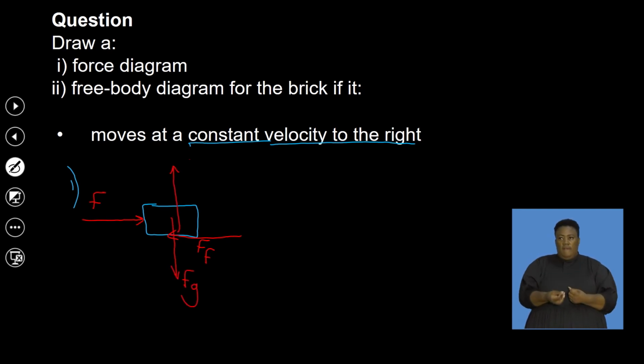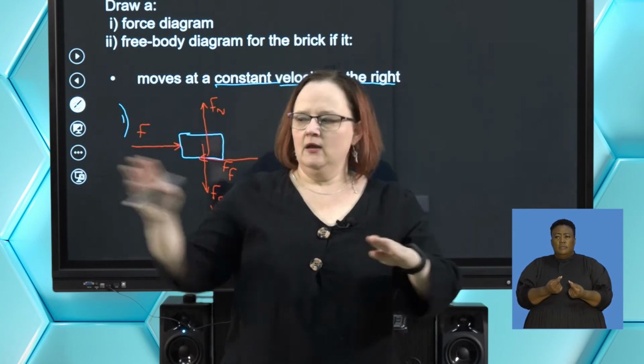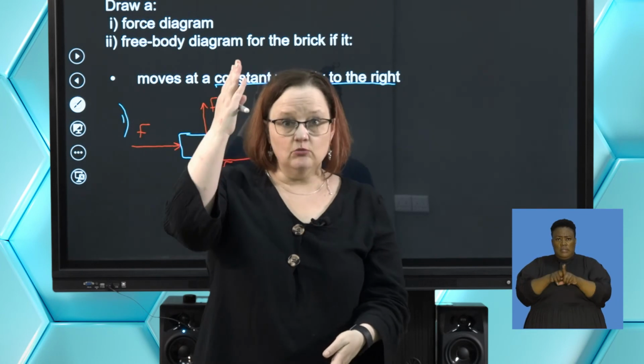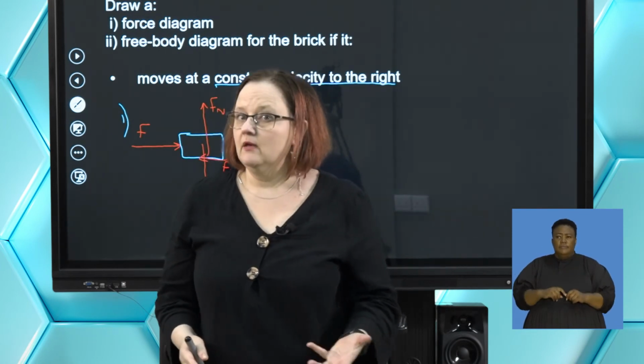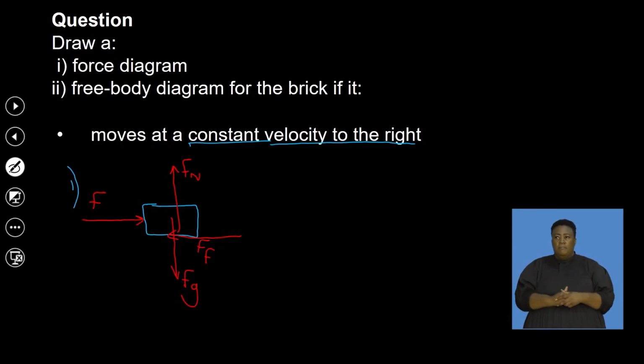And we still have the normal force. In fact, it's exactly the same diagram we just drew, where the applied force and friction are the same size, gravity and the normal force, same size. Let's do the free body diagram. Okay, free body diagram. There we go.